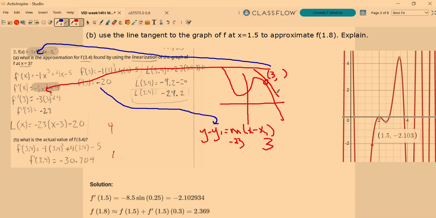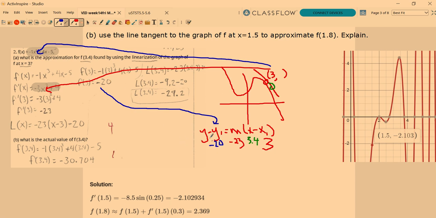And we use this line to predict what 3.4 would be. So we would plug 3.4 into x, and it would spit out a y value, which in this case is negative 29.2. So when you plug in 3.4 here and get y by itself, I should put blue here and say minus 20, and that's from here.